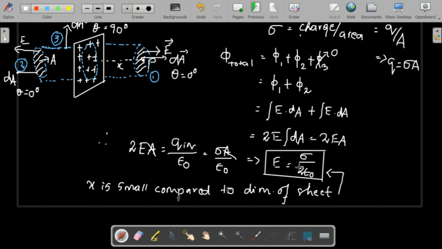But we can see one more interesting thing here. This electric field is independent of x. For a sheet, it is independent of x. What does it mean? It means that whether you consider it at this point or this point or this point, at any point, the electric field will more or less remain the same. It does not depend on the value of x.